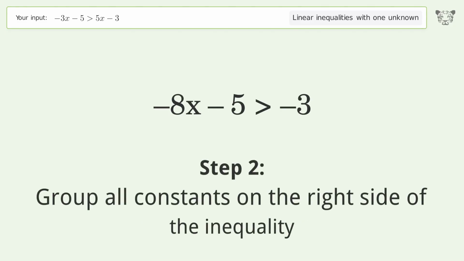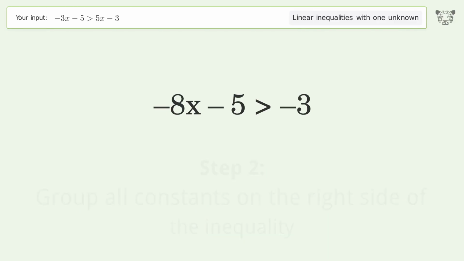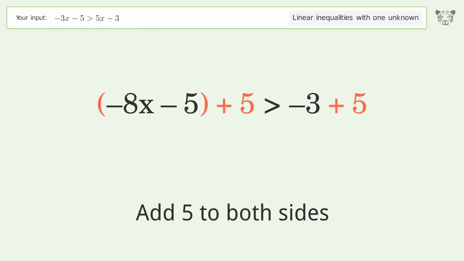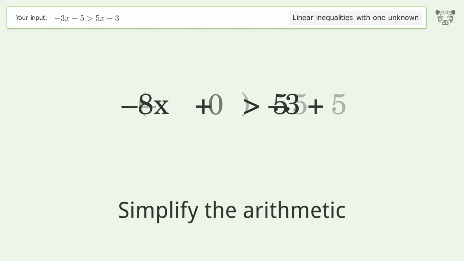Group all constants on the right side of the inequality. Add 5 to both sides. Simplify the arithmetic.